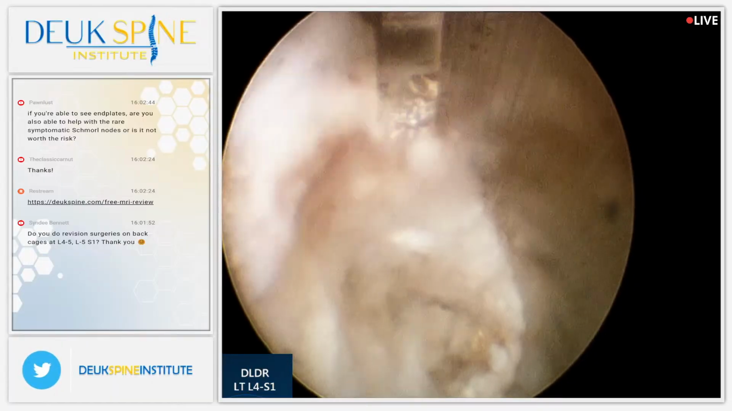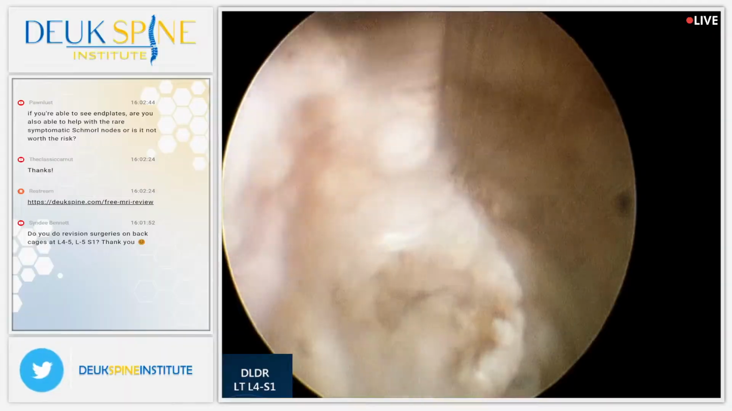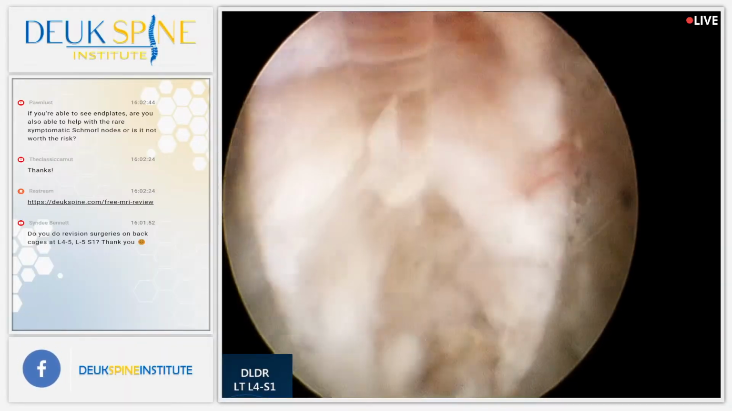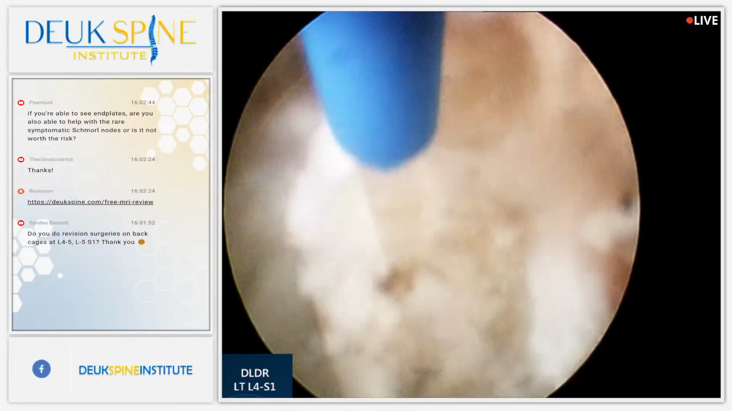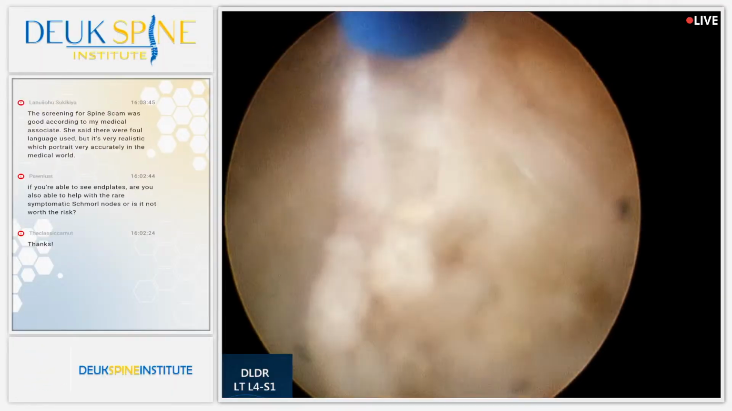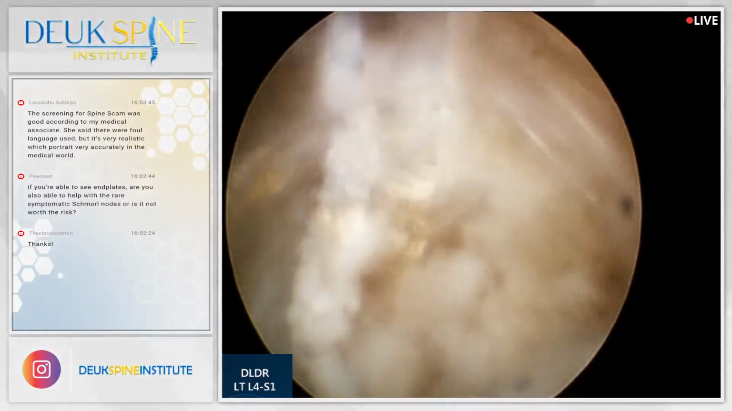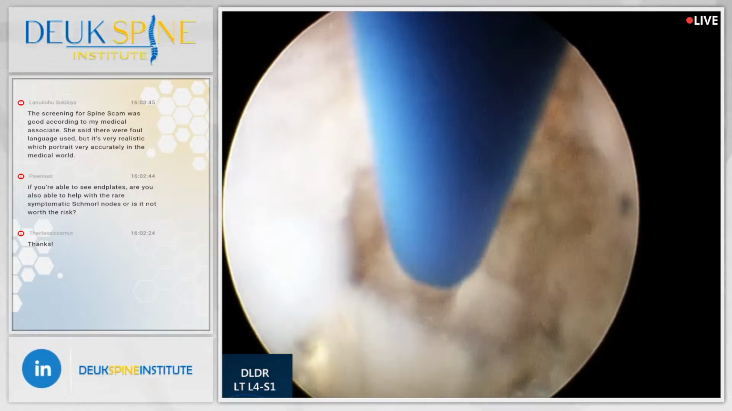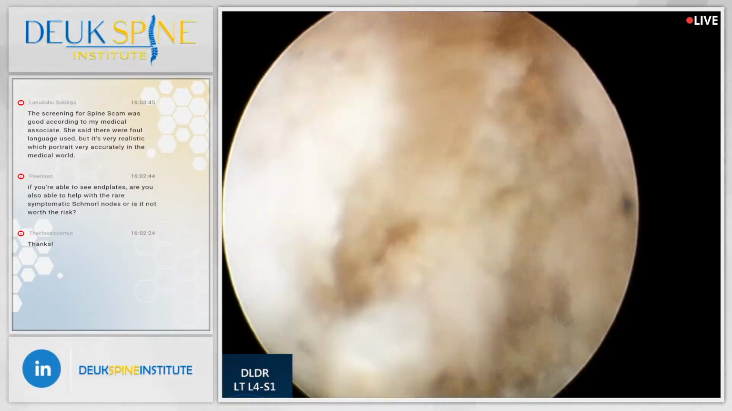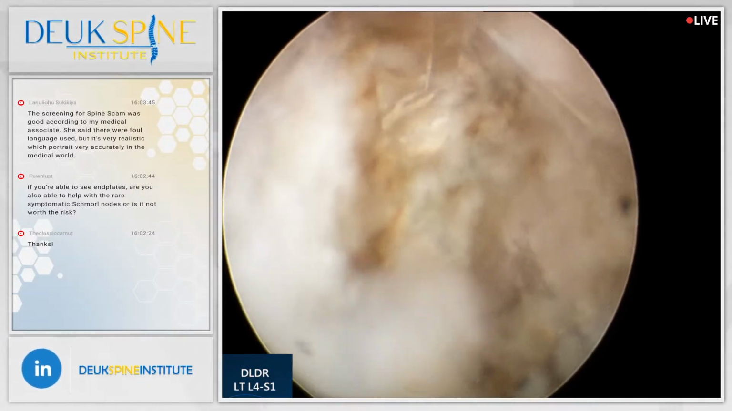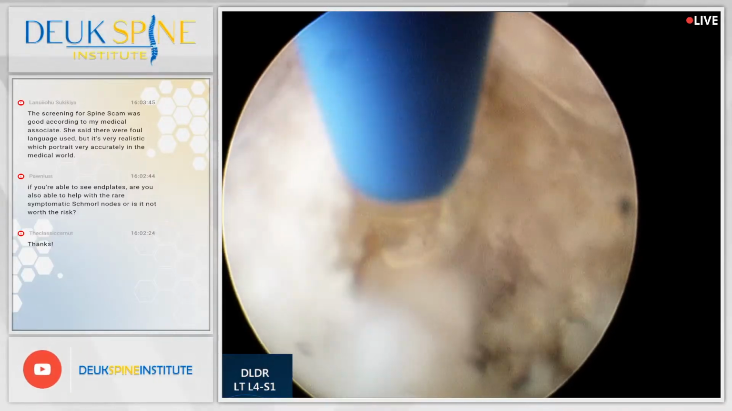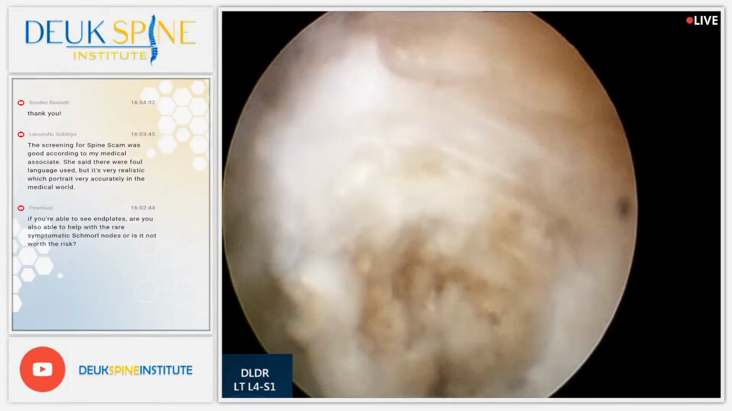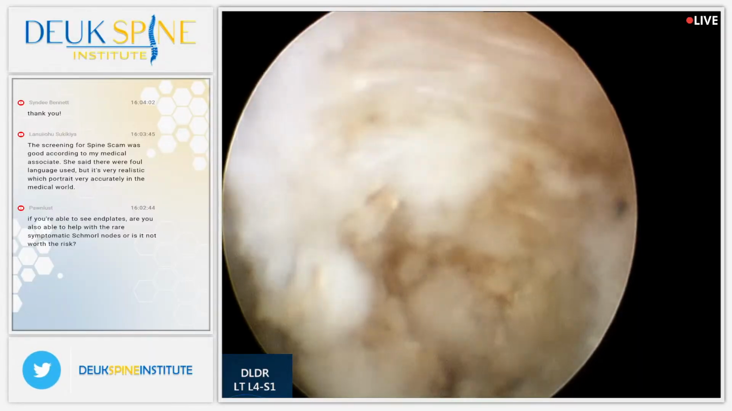Schmorl's nodes are to back pain what your eyebrows are to back pain. They have... yeah, Schmorl was more of a troublemaker than his diagnosis, okay? Schmorl's nodes are not a disease. Diseases are conditions that cause symptoms. Schmorl's nodes are not a disease, they're just a finding. And they do not cause any symptoms, and I would never recommend anybody get one treated.